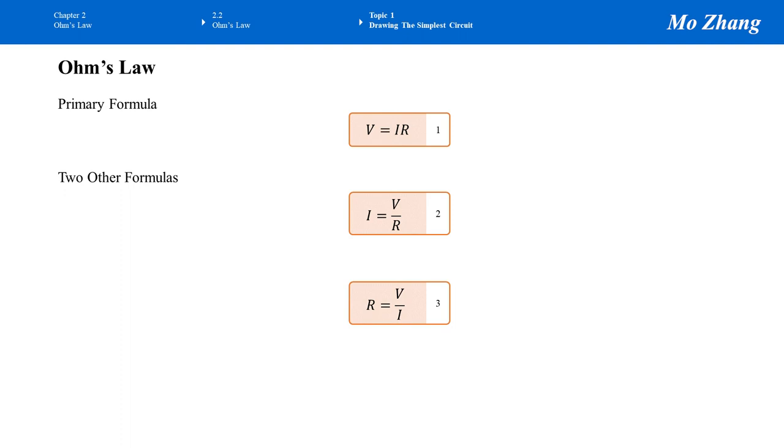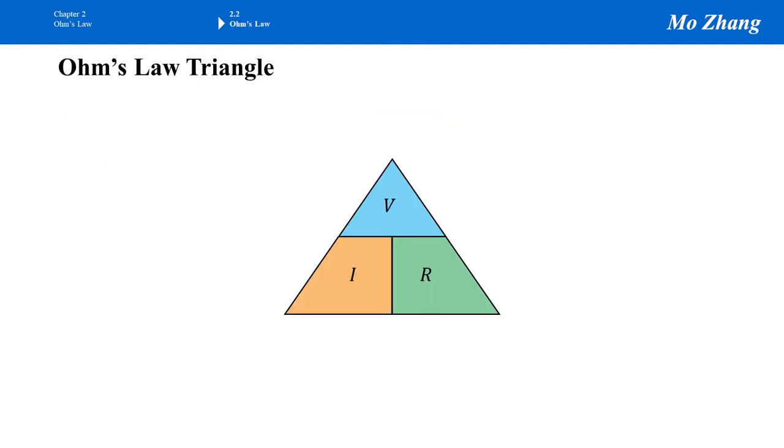In my opinion, I just remember the first one, the primary formula. When I get a question and I need to solve for the unknown quantities, I just use this formula and then substitute the given information, apply algebra, the math, to figure out the unknown quantity. However, if you can remember the other two Ohm's law formulas, that can speed up the process of solving the problems. Here, we have a graphical tool that can help us remember these formulas.